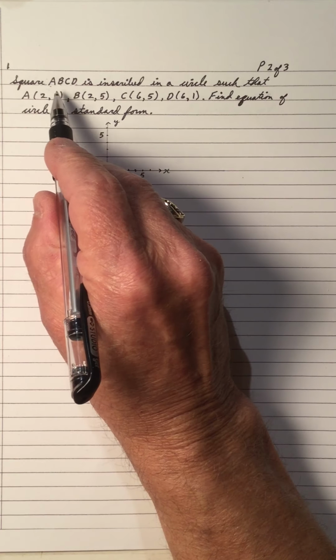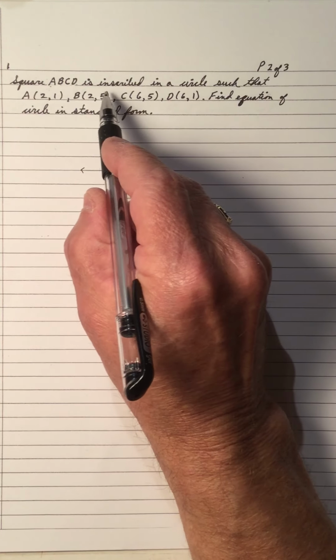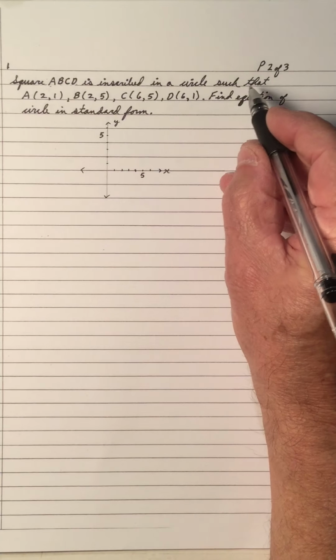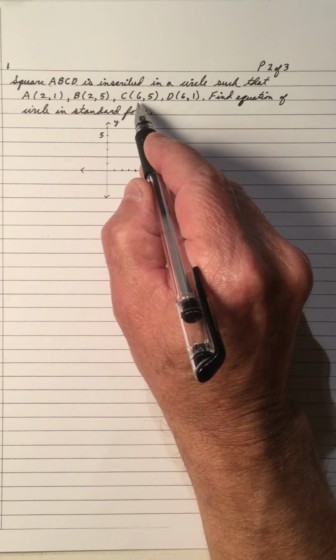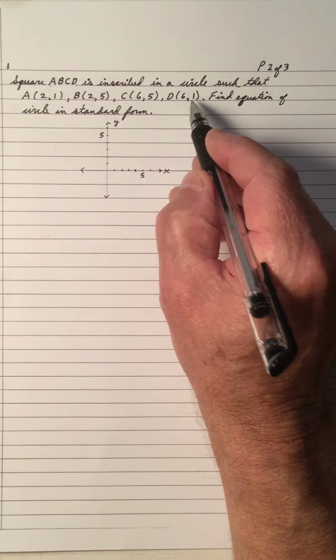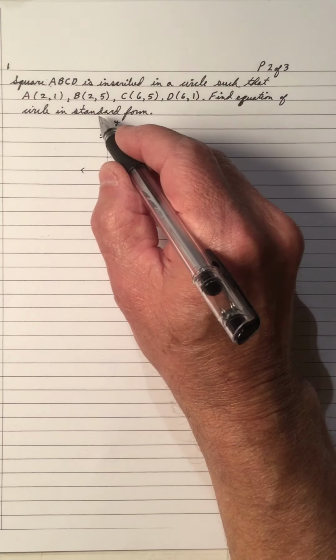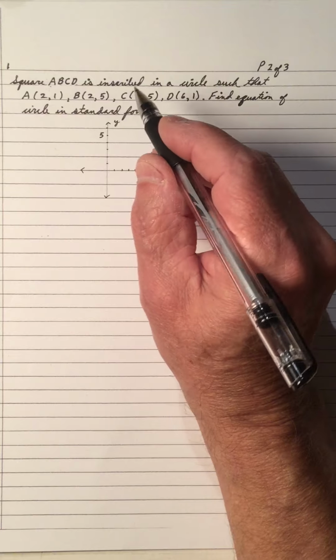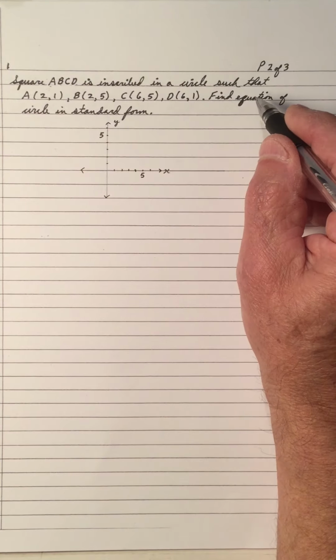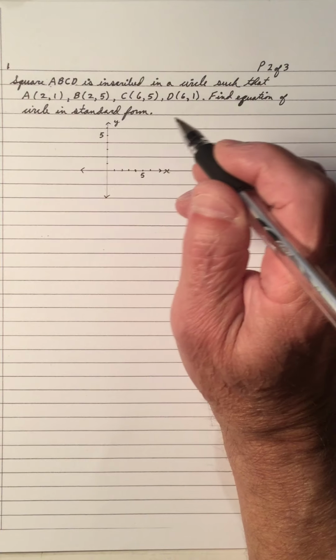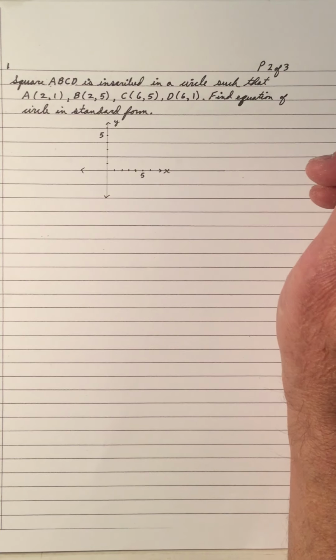A square ABCD is inscribed in a circle such that A is (2, 1), B is (2, 5), C is (6, 5), D is (6, 1). Find the equation of the circle in standard form. So we have a square and we want to find the equation of the circle. So for the equation of a circle, we need a center and a radius.